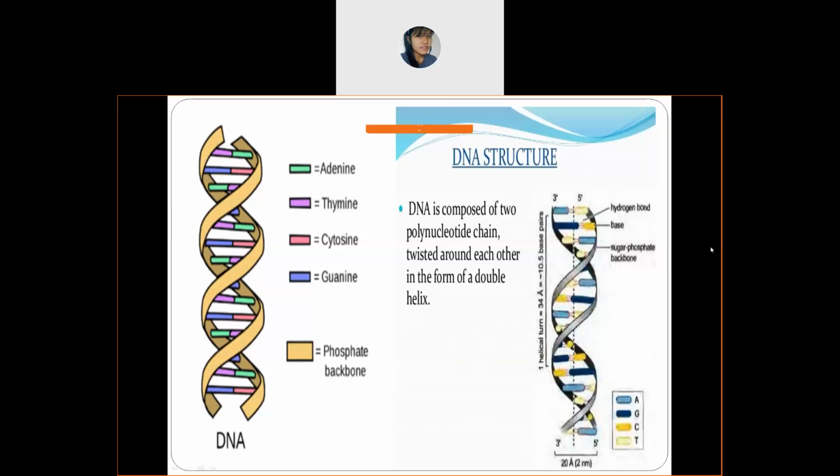So are you clear about the structure of DNA? They are composed of polynucleotide chain. This is a chain. Okay, this is a chain. They are twisted around each other in the form of double helix. Okay.